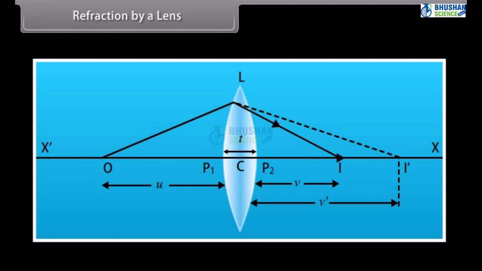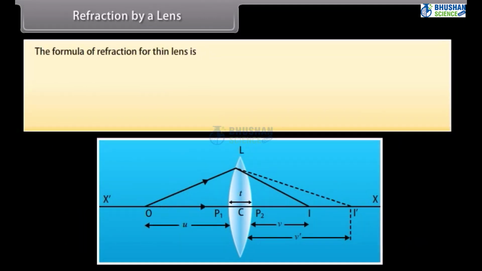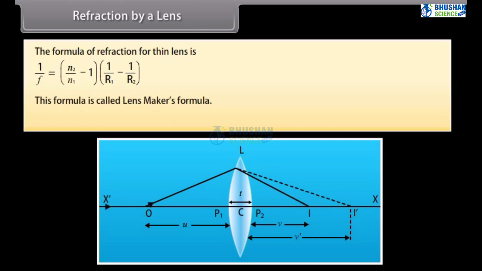The first refracting surface forms the image of O at I' at a distance v' from P1. The image I' acts as a virtual object for the second surface, and after refraction at the second surface, the final image is formed at I. The formula of refraction for thin lens is given. This formula is called Lensmaker's formula. This formula also holds for concave lens.